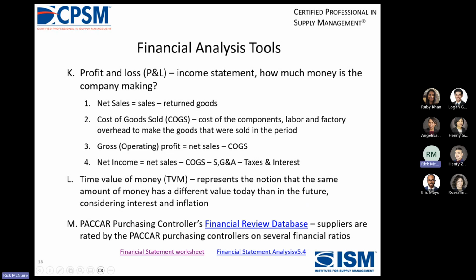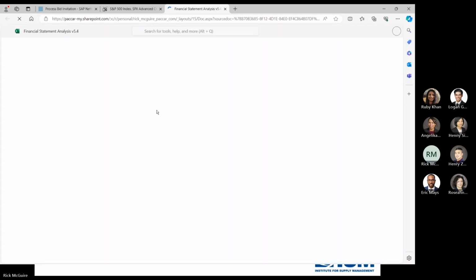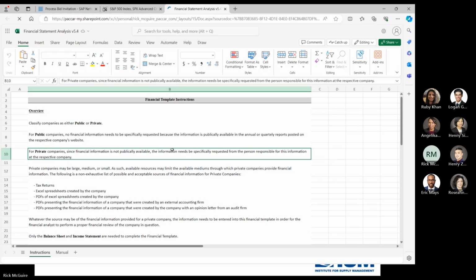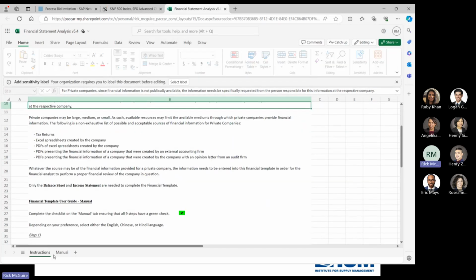The PACCAR Purchasing Controller's Financial Review Database we looked at yesterday. Suppliers are rated by the PACCAR Purchasing Controller on several financial ratios. And I think this is a financial analysis worksheet you can give them. Yeah, it kind of talks about it. It's got instructions.